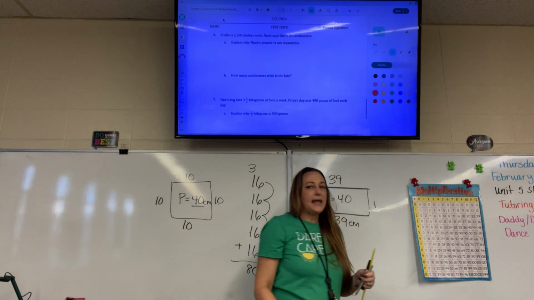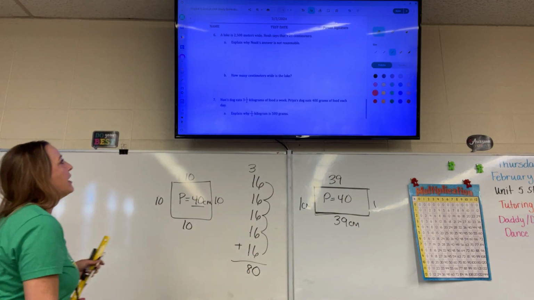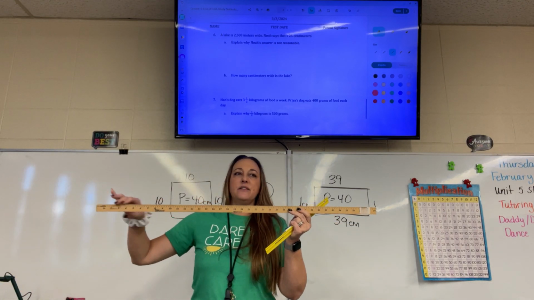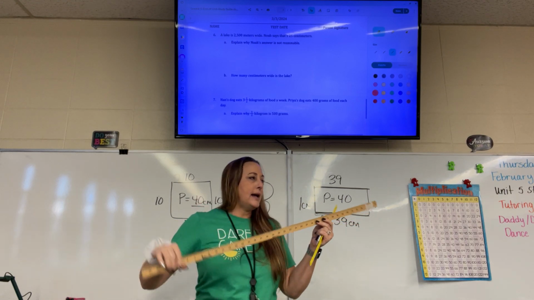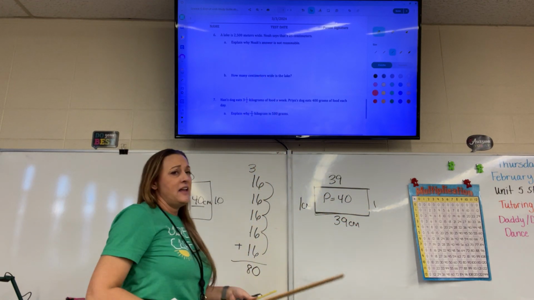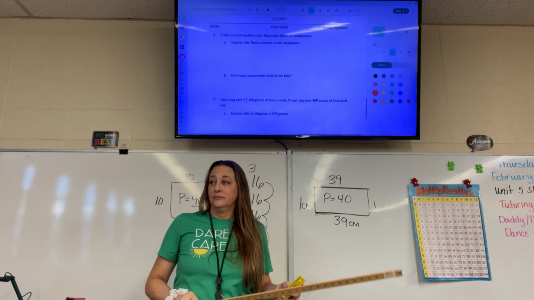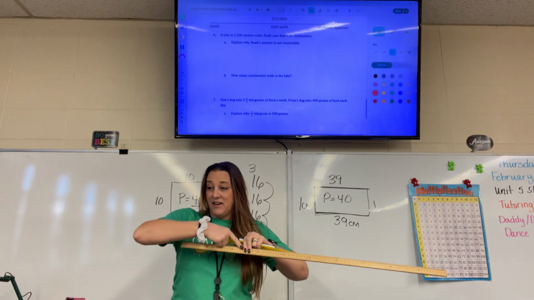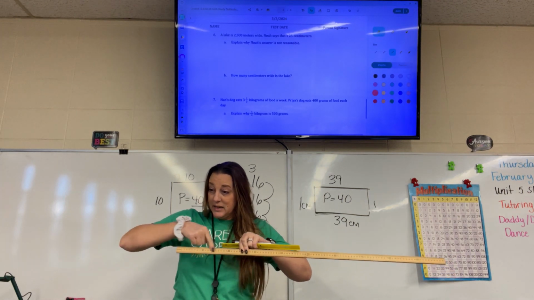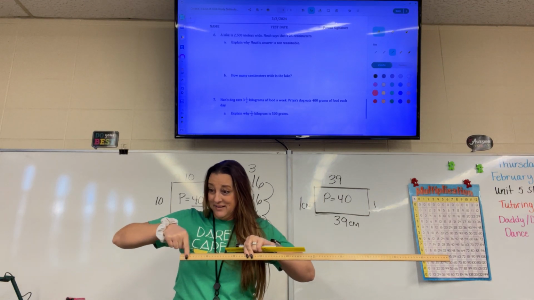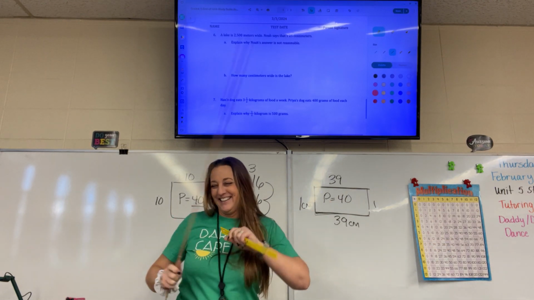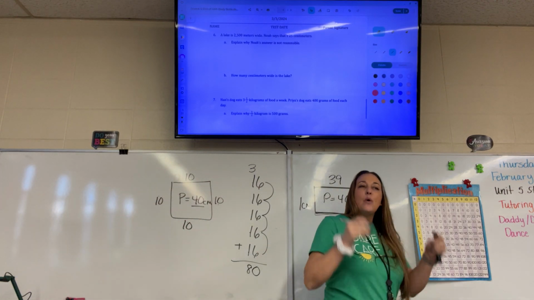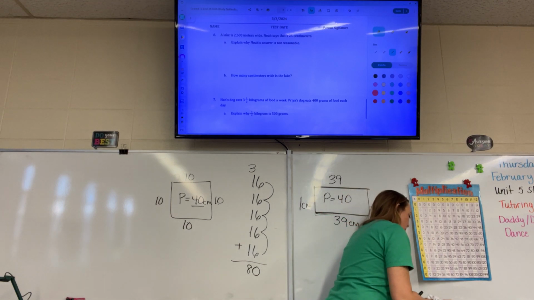Okay, so picture this. A lake is 2,500 meters wide. So that would be 2,500 of these wide. Noah says that's 25 centimeters. Macy, this is 25 centimeters. Do you want to go swimming in a lake that's this wide? You sure? Okay, so it says explain why Noah's answer is not reasonable.